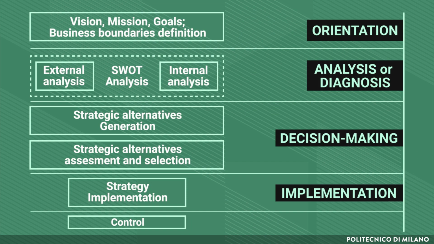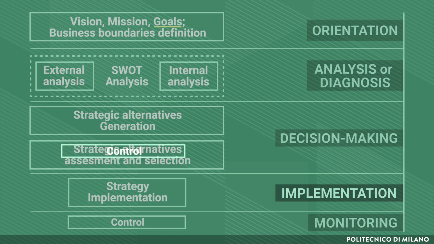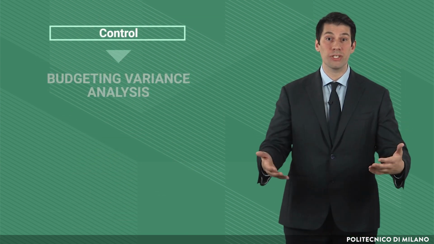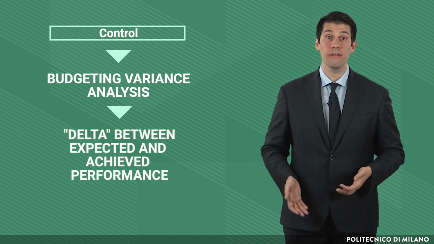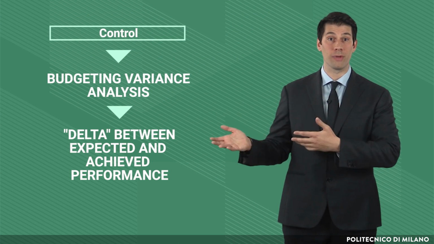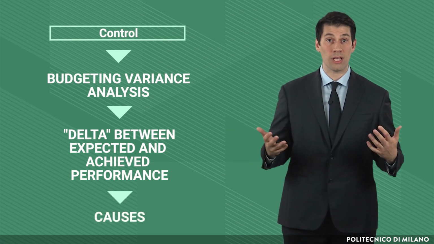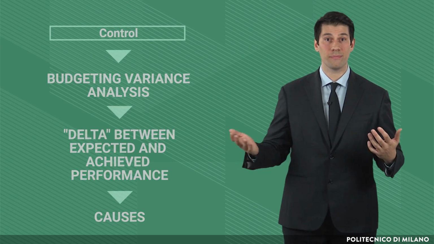Once a strategy is implemented, it is time to monitor and assess whether such implementation was successful or not, in terms of achieving the overall strategic objectives. This is the monitoring macro phase, where the results obtained are confronted with the goals planned. Usually, the monitoring macro phase is executed through a control step that corresponds to the budgeting variance analysis to quantify any delta between the expected and achieved performance and understand what was the cause of such positive or negative variance.